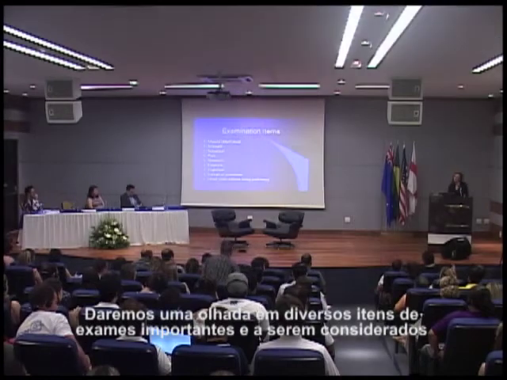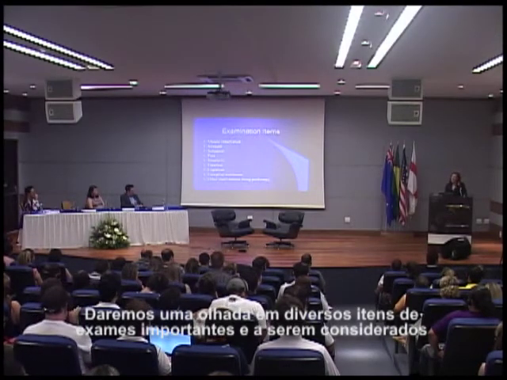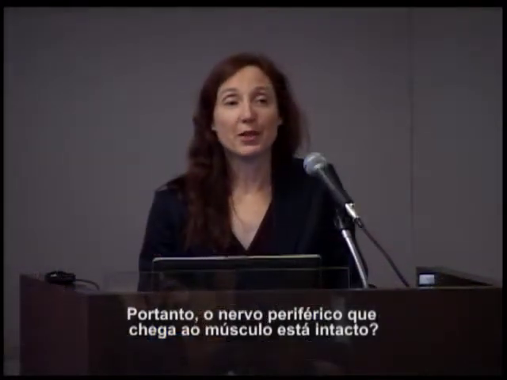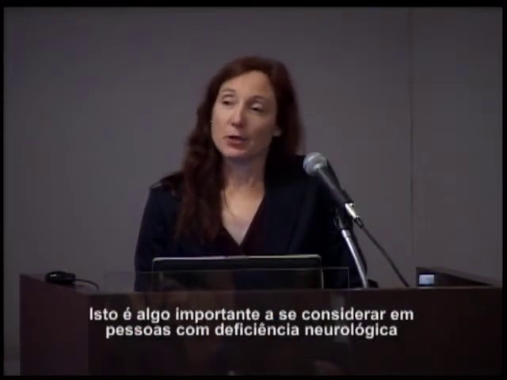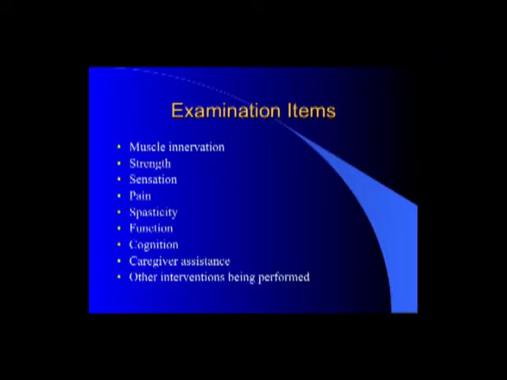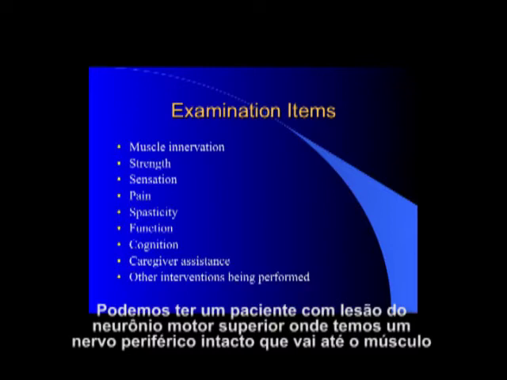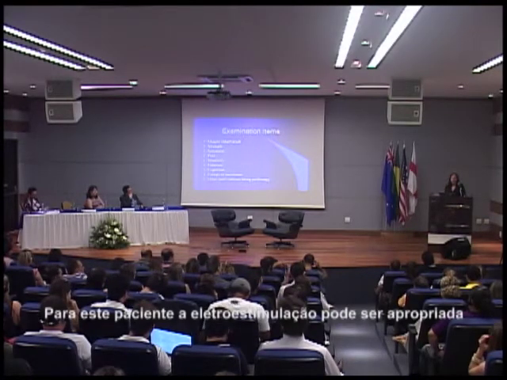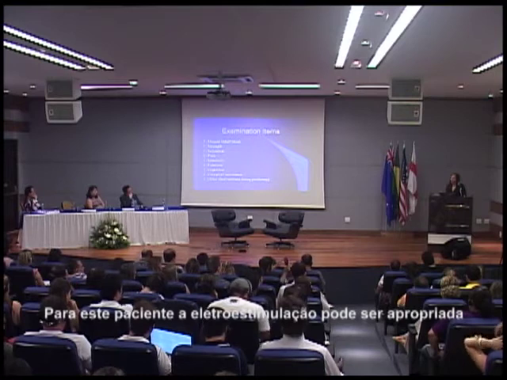So I'm going to go through a variety of examination items that are important to consider. Yesterday there was some discussion about muscle innervation. So is the peripheral nerve to the muscle intact? And that's an important one to consider for people with neurologic diagnoses. We can have somebody with an upper motor neuron lesion where we have an intact peripheral nerve to the muscle. And for that person, electrical stimulation may be appropriate.